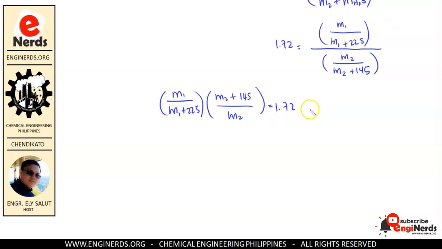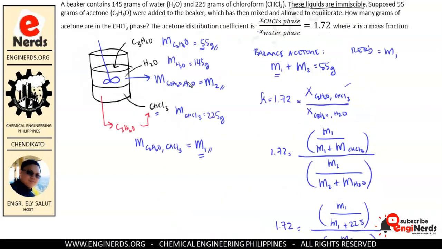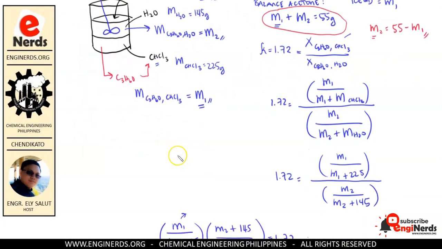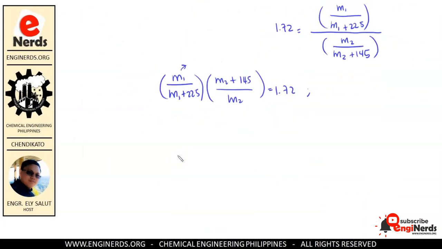Okay, so nasimplify na natin, no? Kaya lang, ang unknown natin is dalawa. So, kailangan nating makuha yung M1, yan yung ating required. Pero meron tayo ditong initial equation na nakuha, no? So, we can use this equation right here. From that, we know that M2 is equal to 55 minus M1. So, substitute natin itong value ng M2 natin dito. So, 55 minus M1.